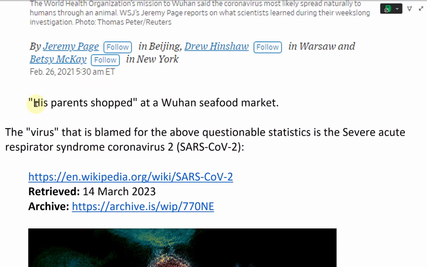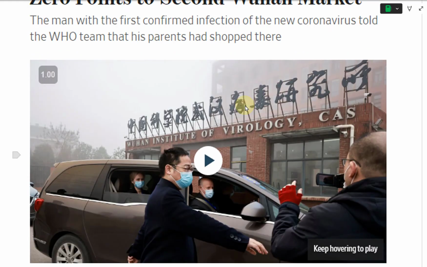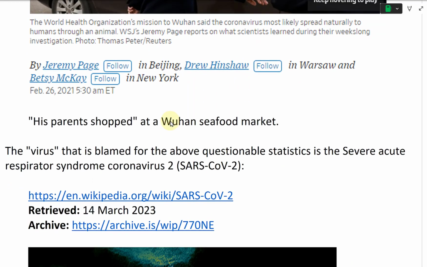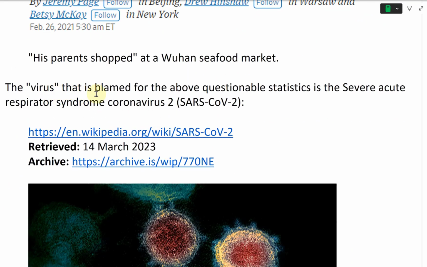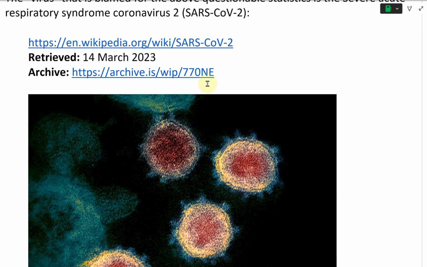Interesting. So again, note that his parents, quote, shopped at a Wuhan seafood market, and somehow that makes headline news. Anyways, the quote, virus that is blamed for the above questionable statistics is the severe acute respiratory syndrome coronavirus 2, or SARS-CoV-2, or CoV-2. And here is another Wikipedia link. This is on that quote virus itself.